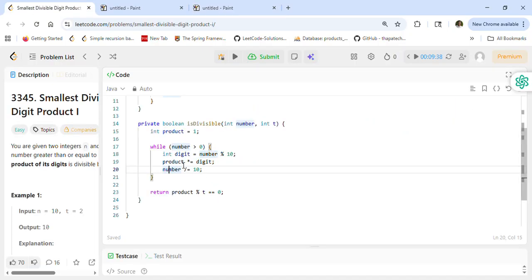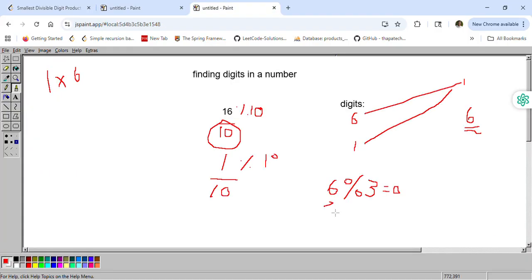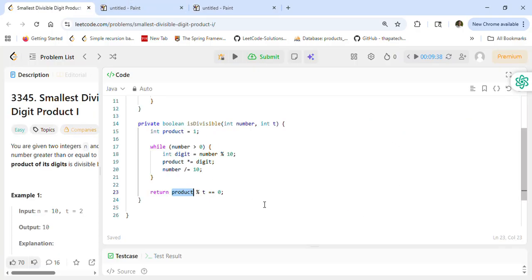So same thing, you will keep doing this until your number is greater than 0. At the end you get the product. You got the product here, 1 multiplied by 6, the product you got is 6. You have to take mod t. If it is 0, it means that it's completely divisible by the t.